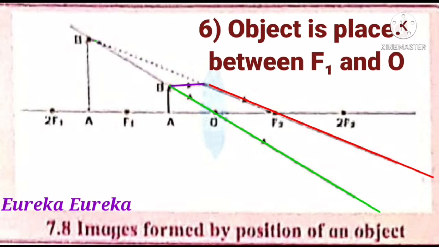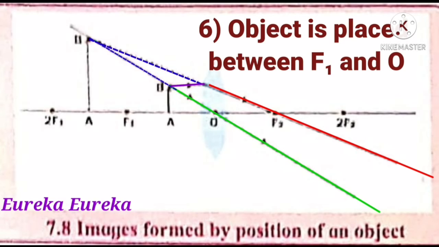And here the object AB is placed within the focal length of the convex lens, that is, it is placed between the optical center and the principal focus F1. And then the ray of light which is parallel to the principal axis, after refraction passes through F2, that is the focus on the other side of the convex lens. Secondly, the ray of light which passes through the optical center does not change its direction and remains undeviated, or it passes undeviated through the lens.